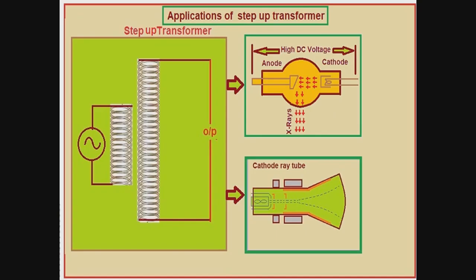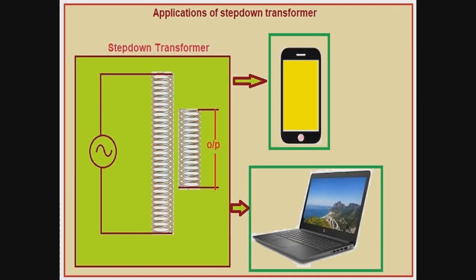Now, application of the step up transformer. You are observing the diagram, step up transformer, 230 volt to higher voltages, 60,000 volt or 90,000 volt. You can apply that higher voltage to the X-ray tube, to the cathode ray tube, which we call CRT also. So this is about the application of the step up transformer.